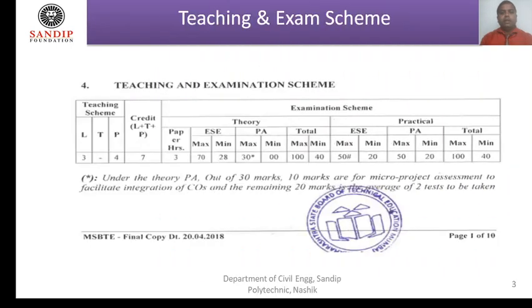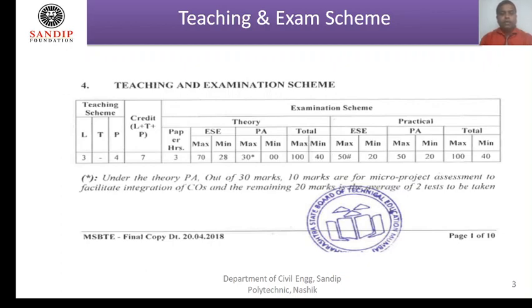Now we will see teaching and exam scheme. First of all, for teaching scheme, we have to conduct 3 theory lecture and 4 hours practical per week. Let us go for examination scheme. Examination scheme is basically divided into two sections. First is theory and second is practical.